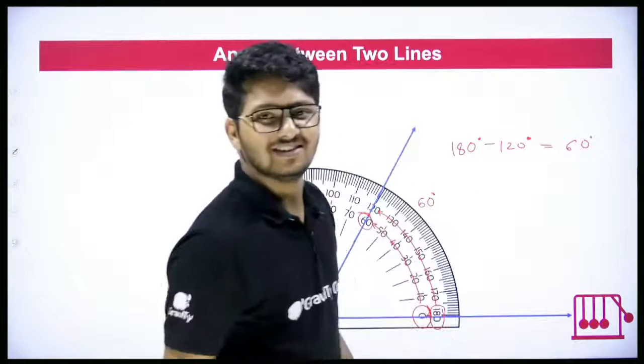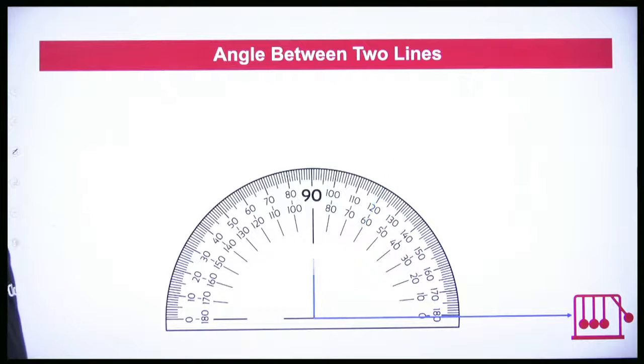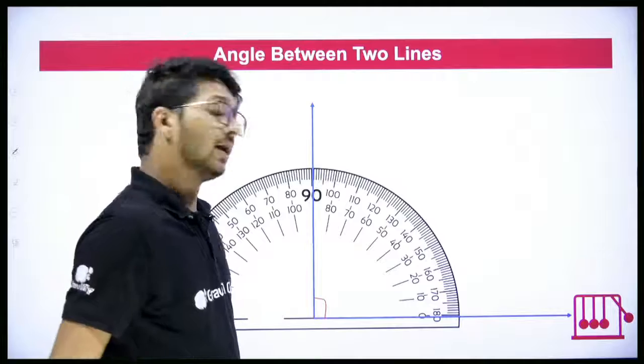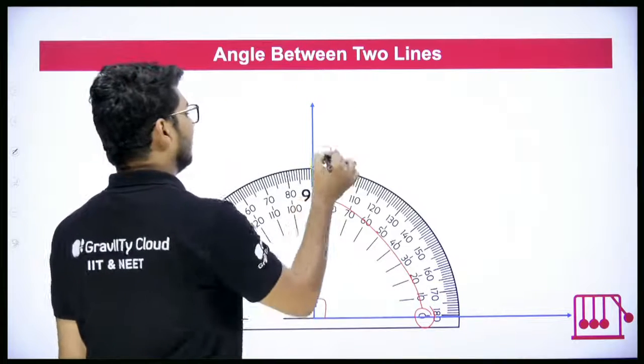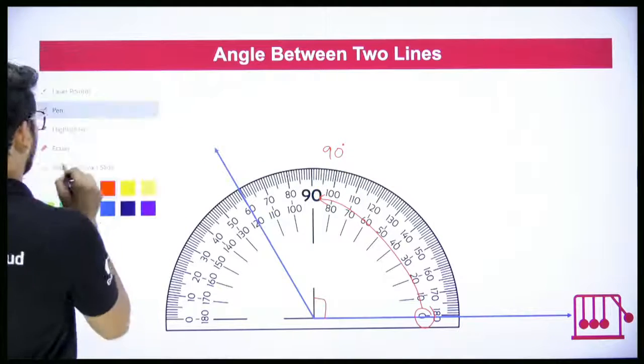That is also 60. Okay. But obviously 0 is preferable. Then between these two lines, see, they form an L shape. They are perpendicular. See here, we are starting at 0 and going until where? 90. So it is how much? 90 degrees.